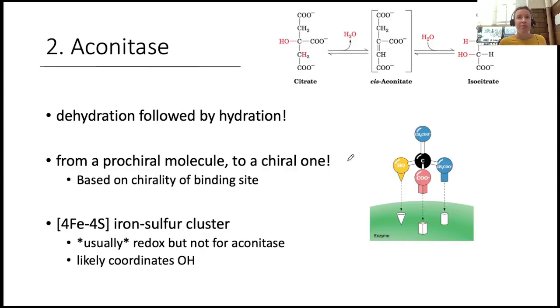So now we have citrate. In step 2, the enzyme aconitase performs an isomerization reaction, really moving the hydroxyl from one carbon, my head is kind of blocking this, to the carbon just below it. It is a dehydration reaction followed by a hydration reaction. And this is an interesting reaction because we go from a prochiral molecule, prochiral just meaning not yet chiral, to a chiral molecule, which is super interesting.